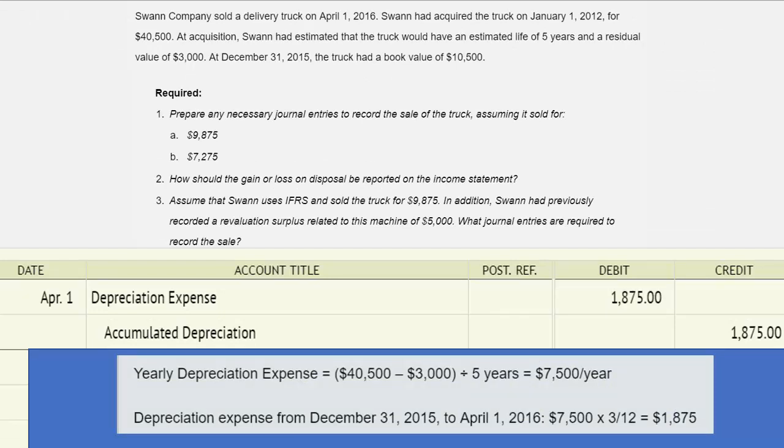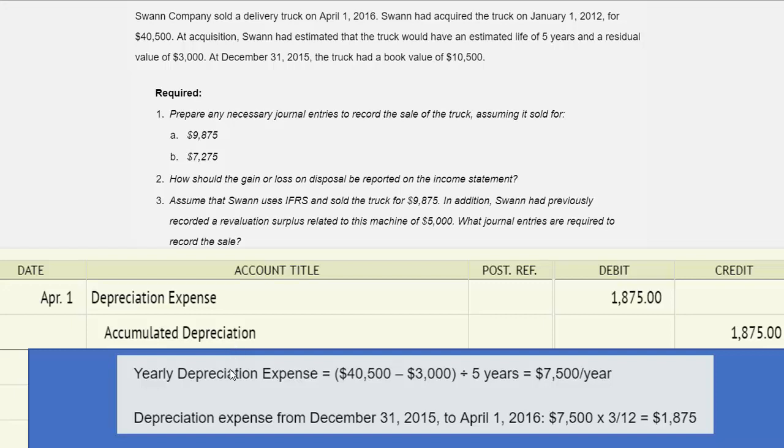Okay. Now what I've done is shrunk the question so that we could look at part of the solution. So the first thing we have to do is record the partial year depreciation. So we're going to debit depreciation expense, which increases depreciation expense, for $1,875 and credit accumulated depreciation for that same amount.